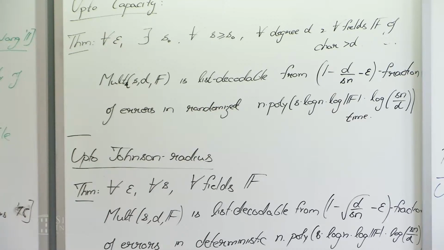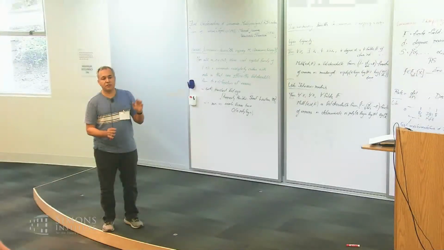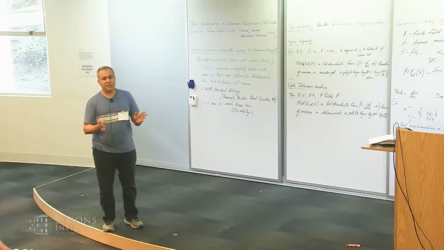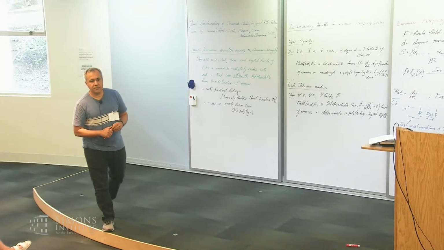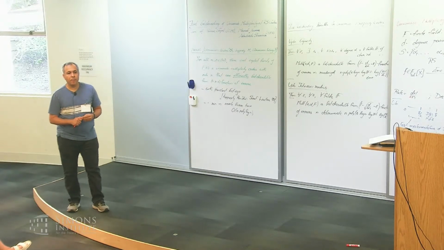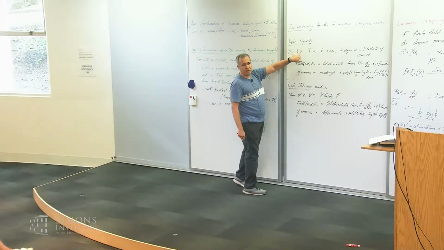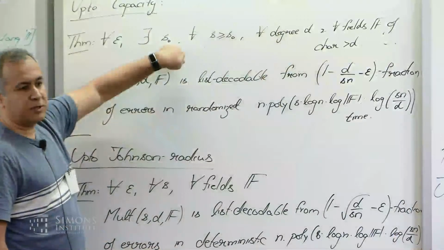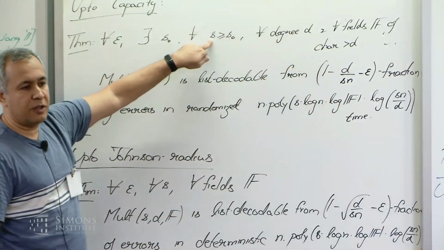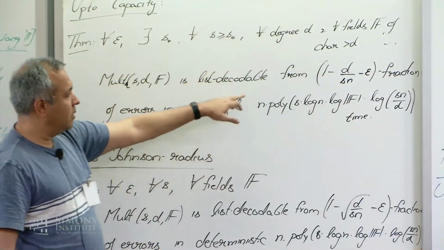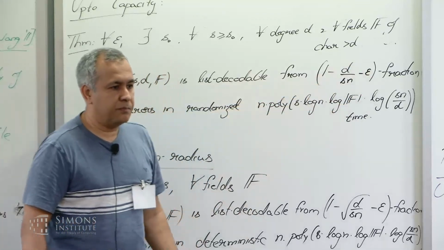Does your alphabet size go up? The alphabet size is F to the s. Think of s as a constant. For all of these results, s is a constant. So the alphabet size moves from log F to s log F. So it's constant, depending on epsilon. You tell me how close we want to capacity, and I'll tell you how large a multiplicity parameter you want. For all multiplicity parameters larger than that, this is list decodable up to that fraction of errors.